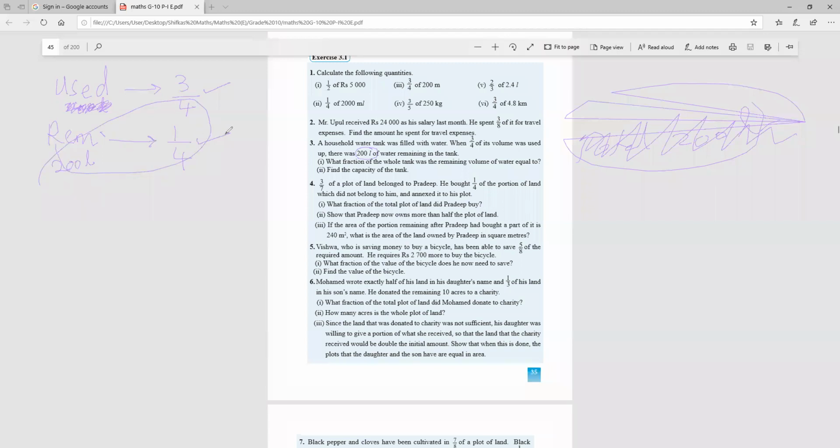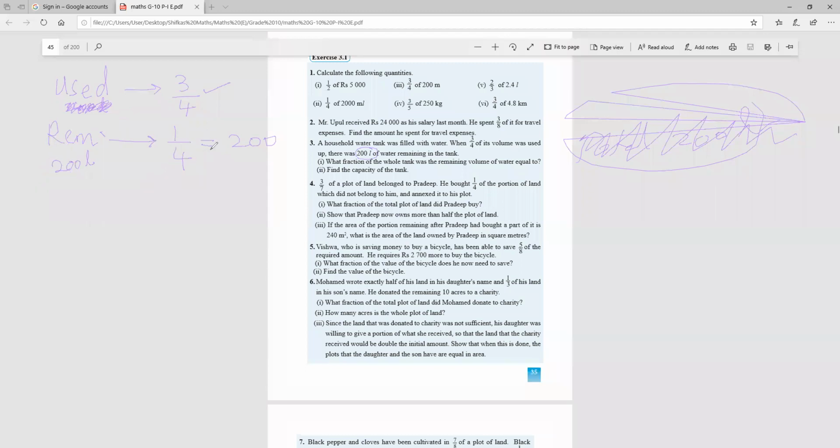Then 1/4, can you put multiplication 200? Is it the total is 200? Can't. Then what is the symbol you have to use? Equal. Very good. Equal mark.